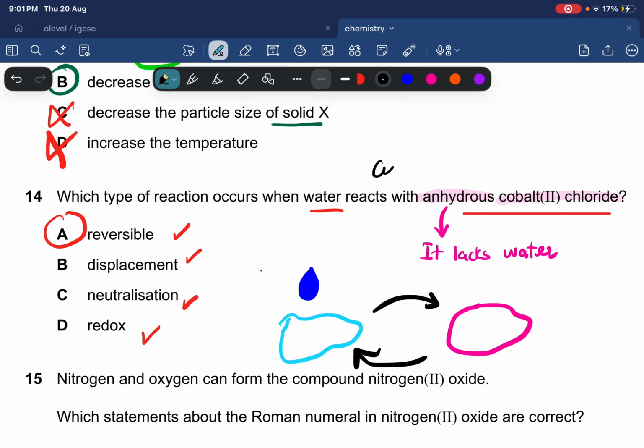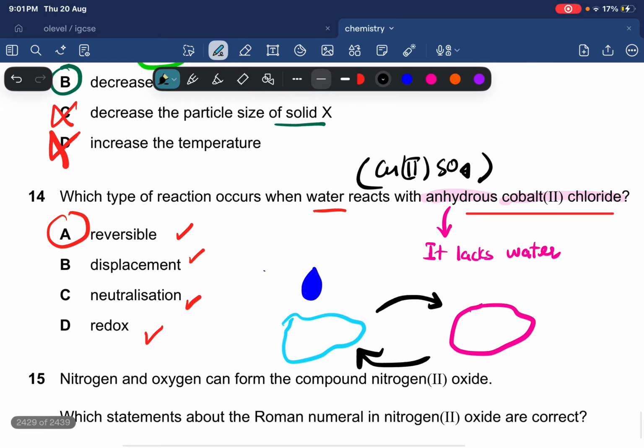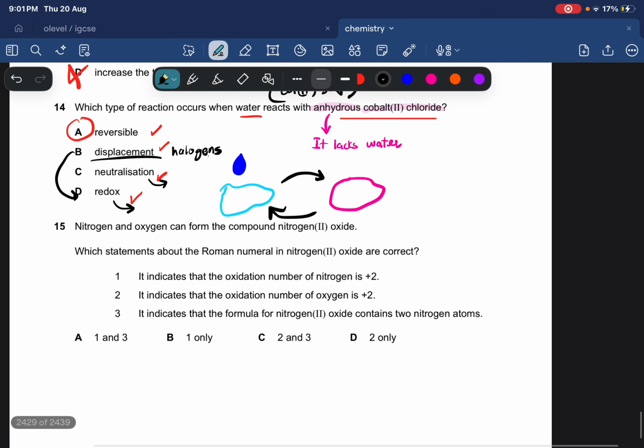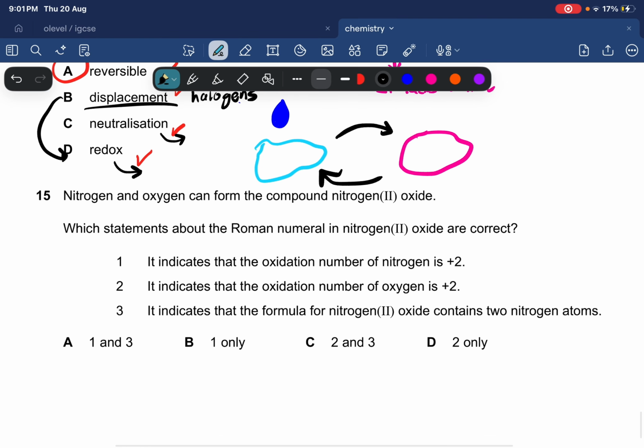Even with copper(II) sulfate, if you add water to it, it turns blue. If you remove water from it, it turns back into white color. So basically these are your reversible reactions, and they can happen if you add water, the salt changes color, and that's also used to test for water. Displacement happens with your halogens. Neutralization happens with your acid bases. Redox happens when a more reactive metal replaces a less reactive metal, or with the displacement reactions, they're redox reactions.